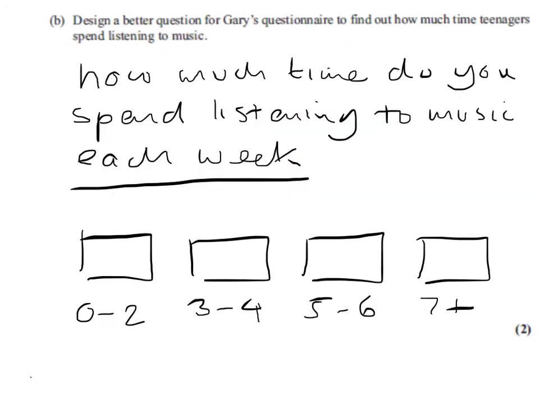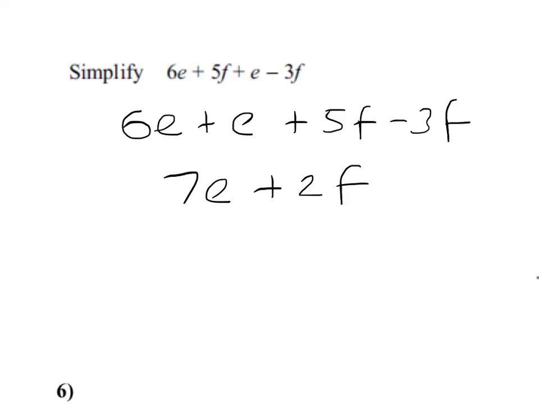So you can see here that I've improved the question. How much time do you spend listening to music each week? I've underlined that. And then my response boxes have the 0 and there are no overlaps, and they allow anything from 7 and above. Perfect. Well, quite a straightforward one really.